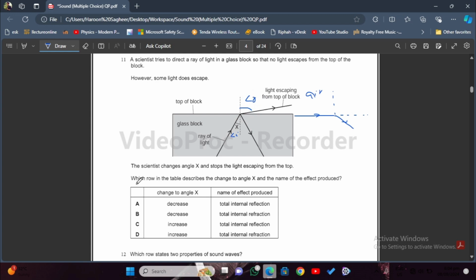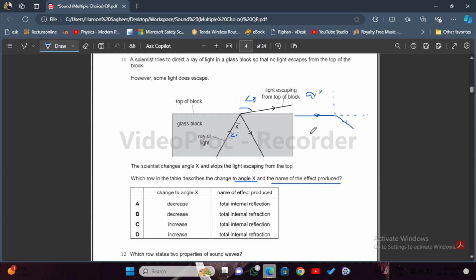Now it says, which row in the table describes the change of the value of angle x and the name of the effect produced. Alright, so if we increase x, the angle of incidence, then the angle of refraction would increase again. So don't worry about these MCQs, because later I'll be explaining the chapters related to light and the electromagnetic spectrum. So we will be studying in depth how the angle of incidence and angle of refraction are related.